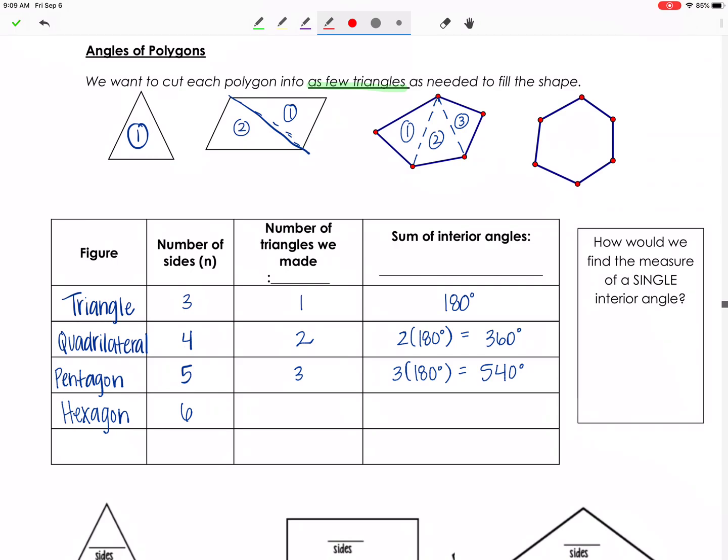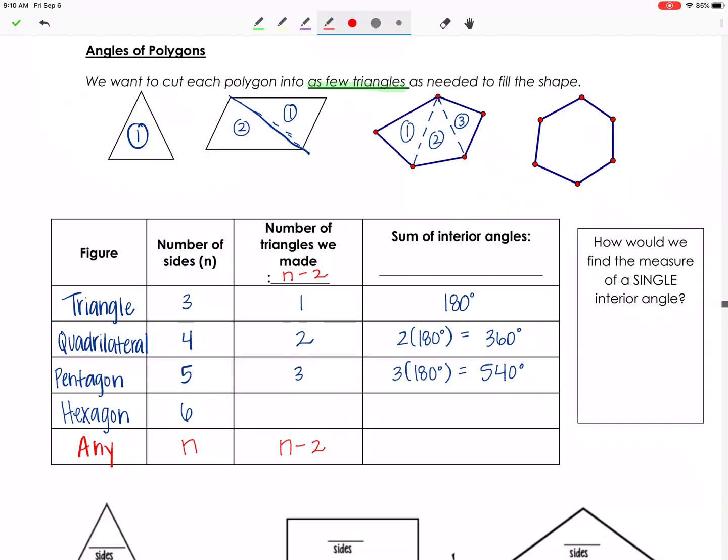All right, so hopefully we've recognized by the pattern, if you look at your chart, that for any given figure, if you compare the number of sides to the number of triangles, like 3 to 1, 4 to 2, 5 to 3, and hopefully 6 to 4, the pattern is that the number of triangles you make should always be the number of sides minus 2. So whatever number of sides we have, we should be able to make 2 fewer triangles than that. If we had a 10-sided figure, we should be able to make 8 triangles. A 20-sided figure, we should be able to make 18 triangles, okay?